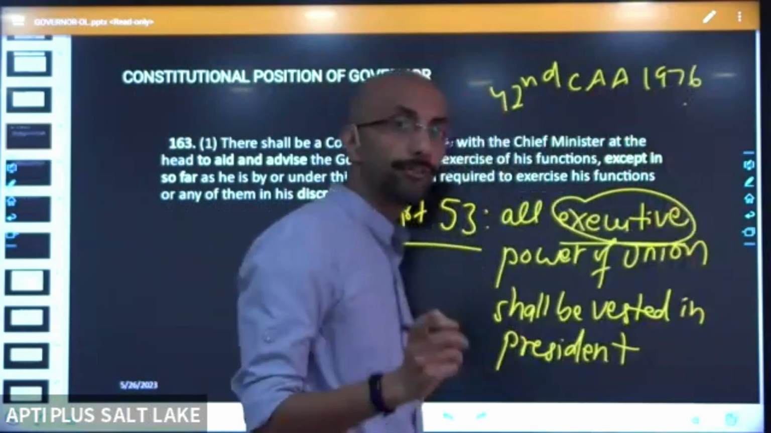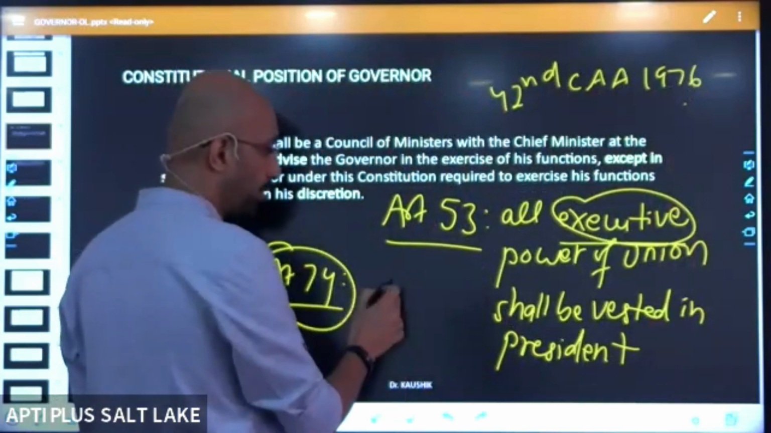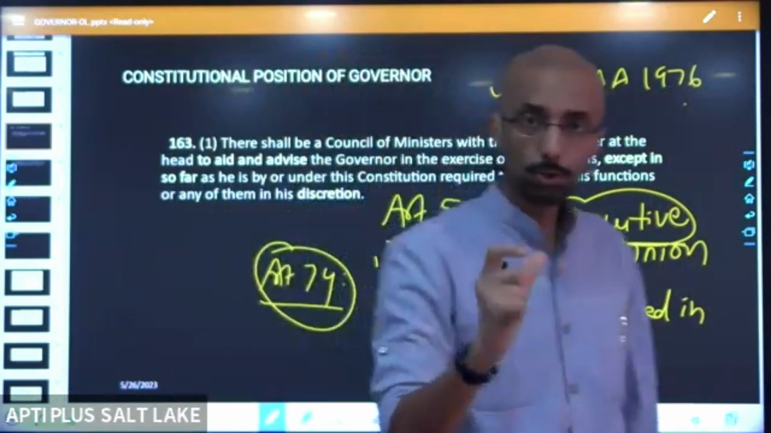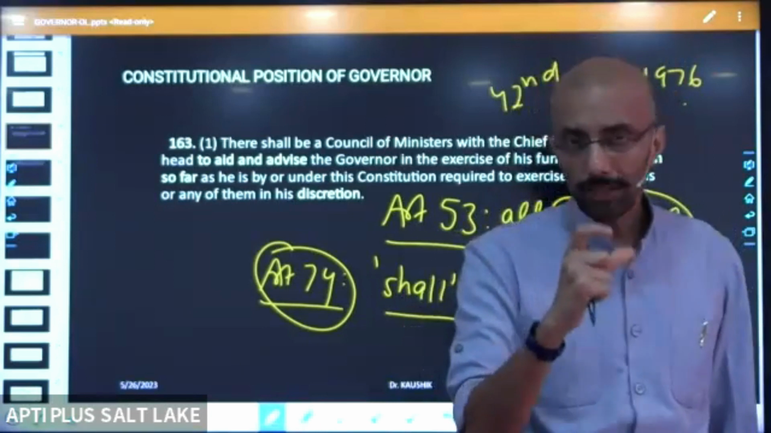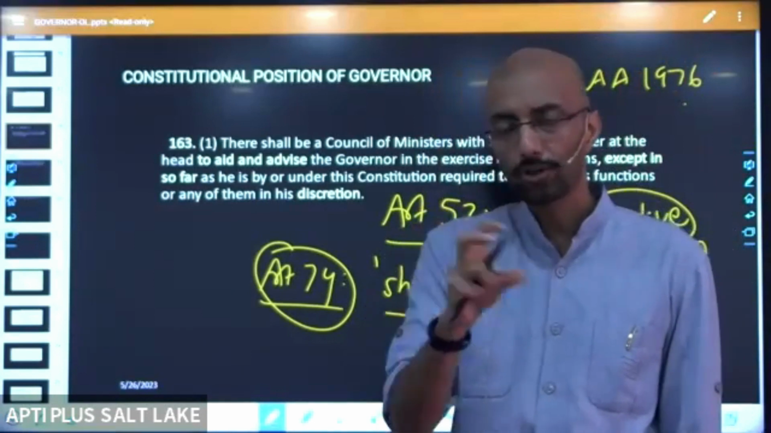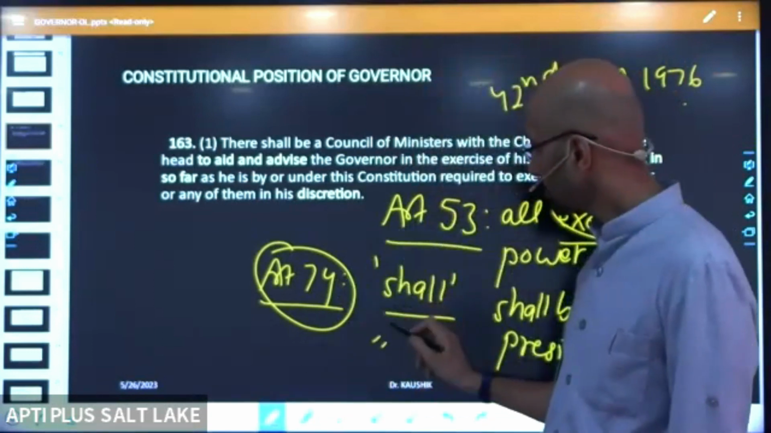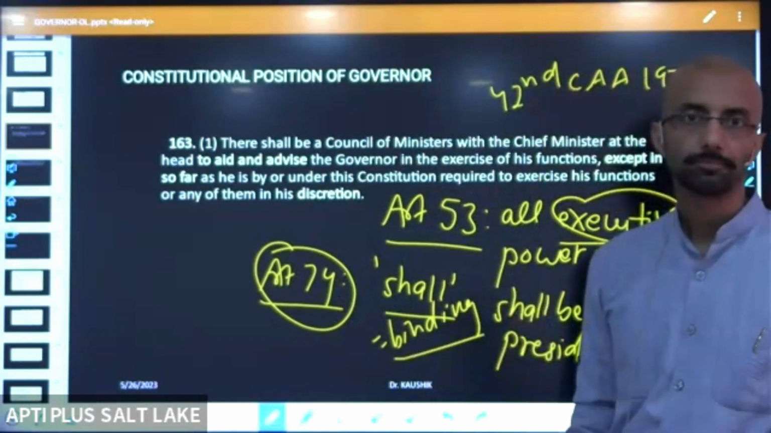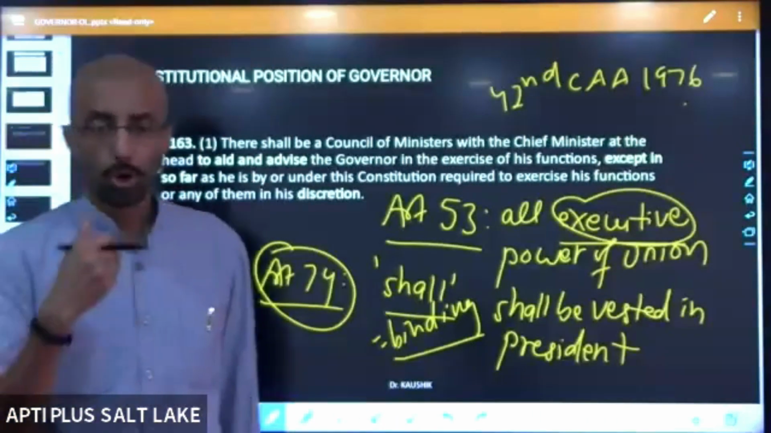Now, this debate in our country was settled by 42nd Amendment, 1976, which amended Article 74. And the main inclusion in this article was a word shall. And therefore, the new Article 74 now says that there shall be a council of ministers with the PM at the head to aid and advise the president in exercise of his executive functions, who shall act as per the advice. So the word shall here has a sense that the advice is binding on the president. Now, this makes President of India a constitutional head, a figurehead, a nominal head.